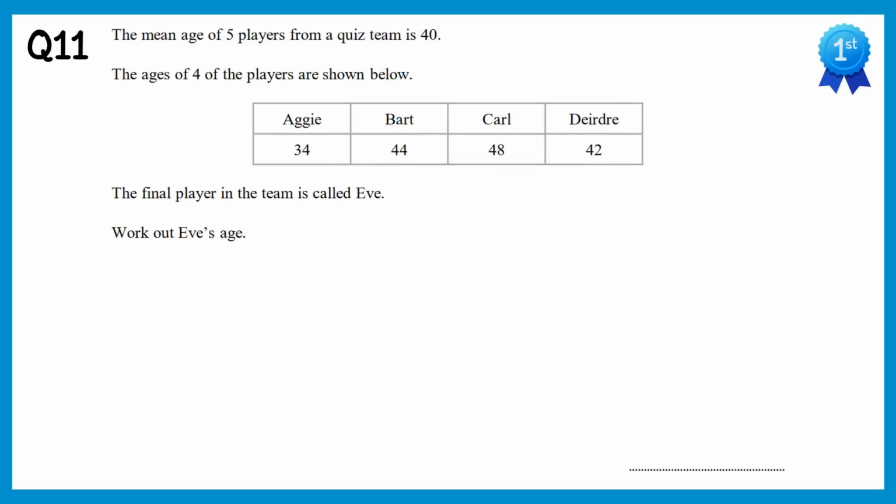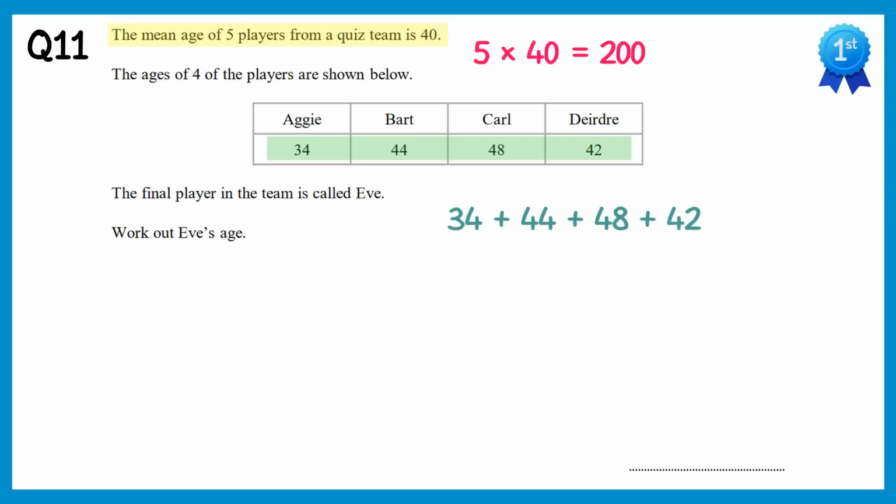For this question we have 5 players which have a mean age of 40. This means their total age must be 5 times 40, which is 200. If we add up the ages of the 4 players we're given, you get a total of 168, so the missing player must be the age that takes us back up to 200. So 200 take away 168 is 32. So Eve's age is 32.